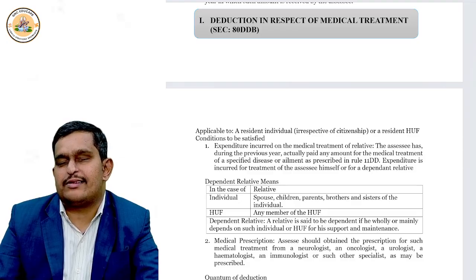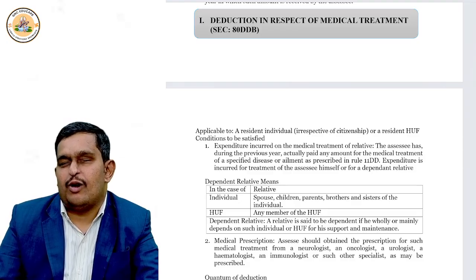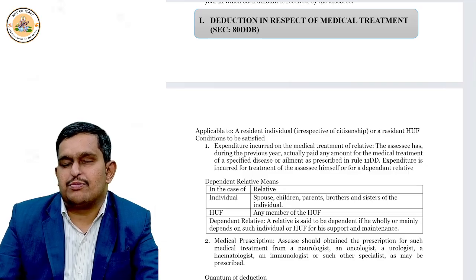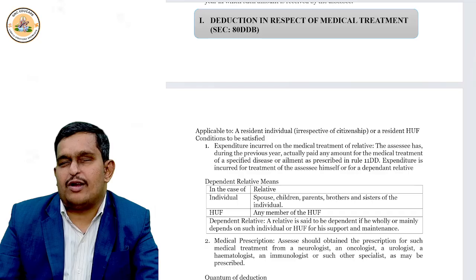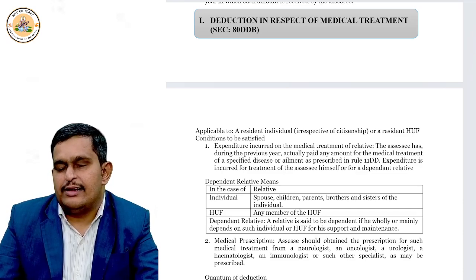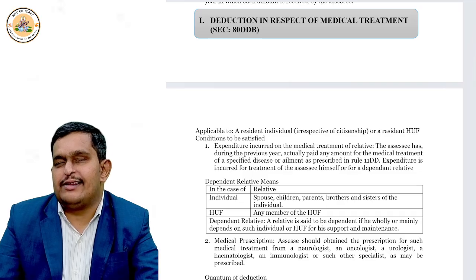Now for whom can this treatment be incurred? Obviously, if it is an individual, for himself, for his spouse, parents, children, or brothers and sisters, or if it is HUF, for any member of the family. But the point is, the person for whom you are incurring medical treatment should be dependent on you. Right? Dependency is very important. Right?